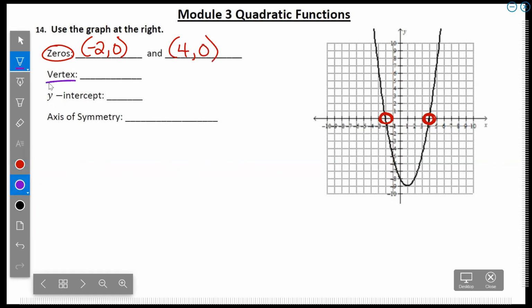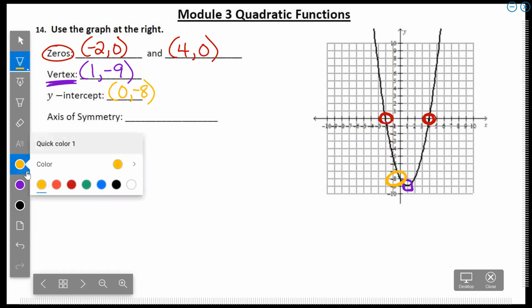My vertex. Where is the vertex on the graph? What am I looking for? How do I identify it? It's either going to be where or where? Bottom or top. It's going to be the maximum or the minimum. In this case, it is the minimum right down here at (1, -9). Y-intercept, -8 right here. So my ordered pair would be (0, -8).